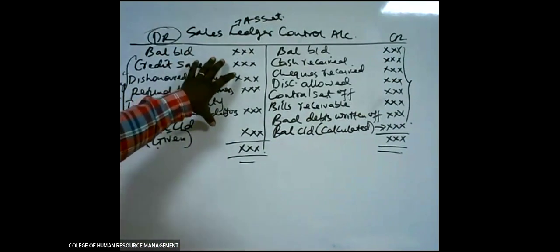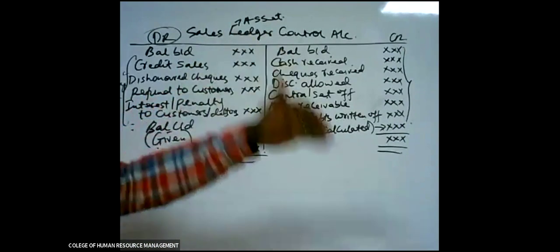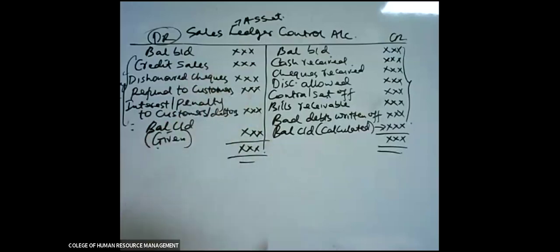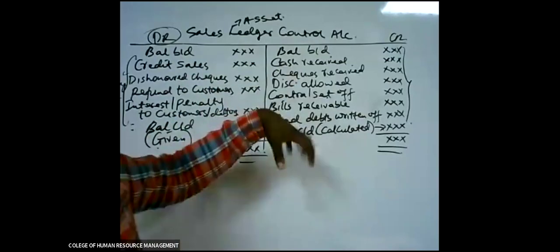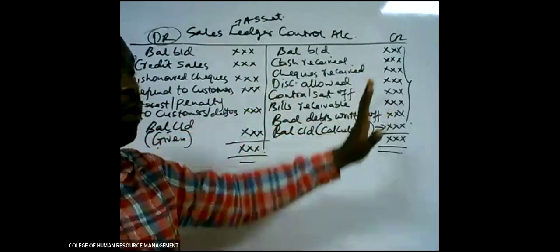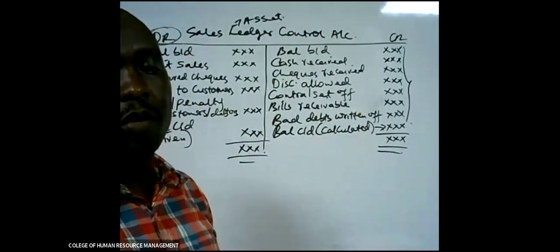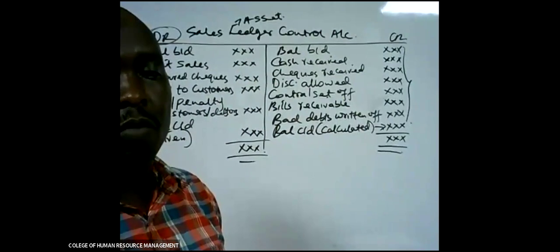What am I supposed to debit? You confirm from the question what is available, you post it here. What am I supposed to credit, or what reduces the debtors' balance, you place there, it is done. Very easy to get those marks without much struggle.